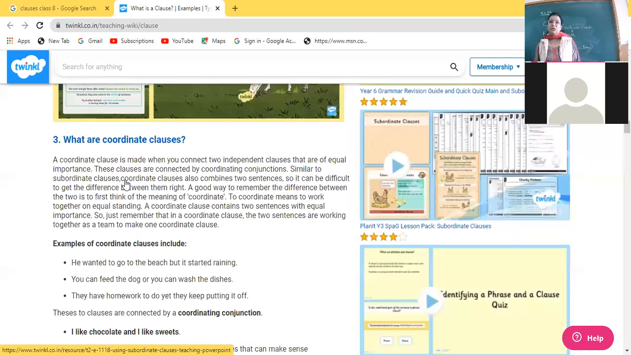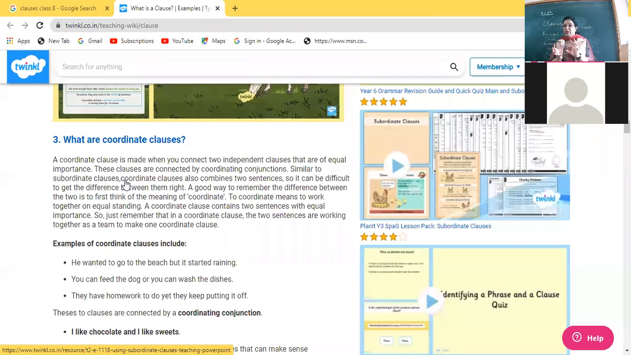Now, what are the coordinate clauses? Coordinate. They are independent clauses. They both are meaningful and we join them with the conjunctions. Okay? Right? So a coordinate clause is made when you connect two independent clauses that are of equal importance. These clauses are connected by coordinating conjunctions. So in a sentence, see what can we have? We can have two independent clauses right here joined with a conjunction. We can have a principal clause with a subordinate clause, right?